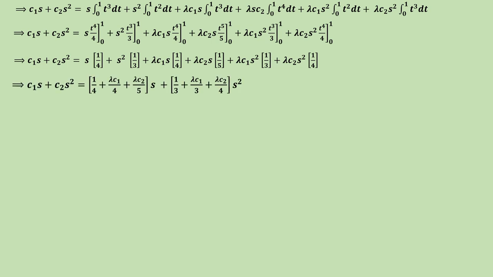So c1 s plus c2 s square equal to 1 by 4 plus lambda c1 by 4 plus lambda c2 by 5, into s. Keeping s outside, there are three terms with s and the remaining terms with s square. So keeping s outside, you get the first term, then keeping s square outside, you get the second term: 1 by 3 plus lambda c1 by 3 plus lambda c2 by 4, into s square.